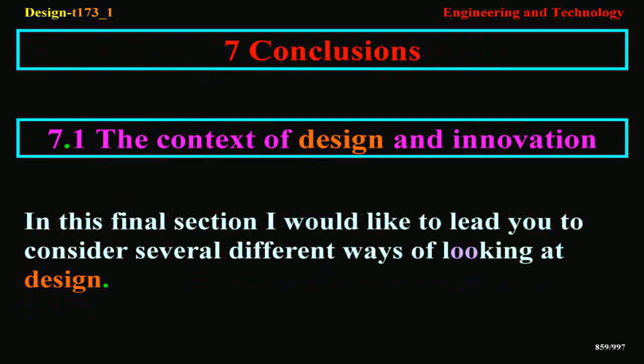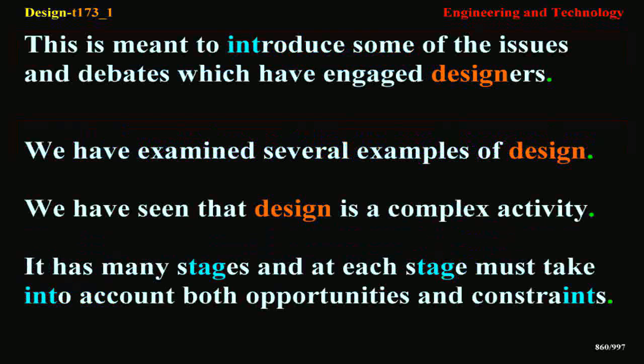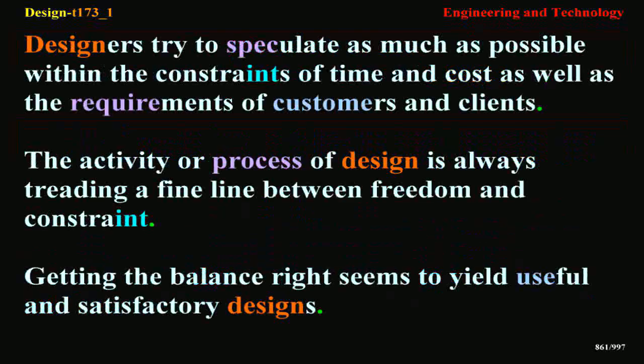In this final section I would like to lead you to consider several different ways of looking at design. This is meant to introduce some of the issues and debates which have engaged designers. We have examined several examples of design. We have seen that design is a complex activity. It has many stages and at each stage must take into account both opportunities and constraints. Designers try to speculate as much as possible within the constraints of time and cost as well as the requirements of customers and clients. The activity or process of design is always treading a fine line between freedom and constraint. Getting the balance right seems to yield useful and satisfactory designs.